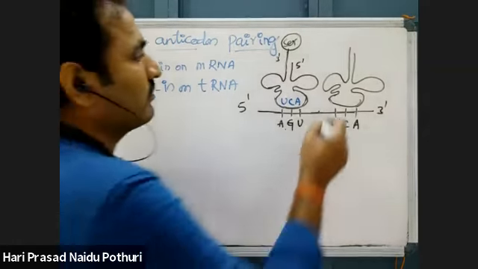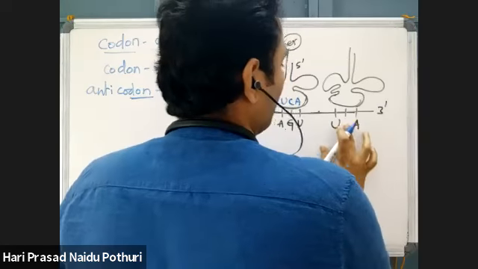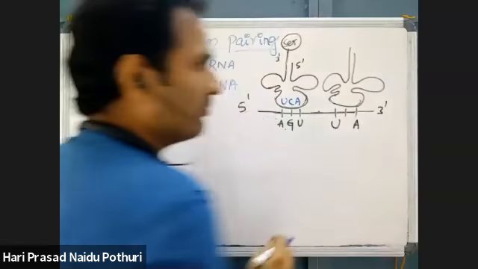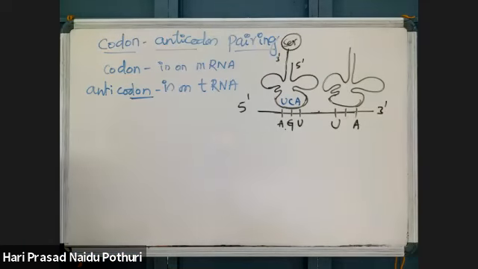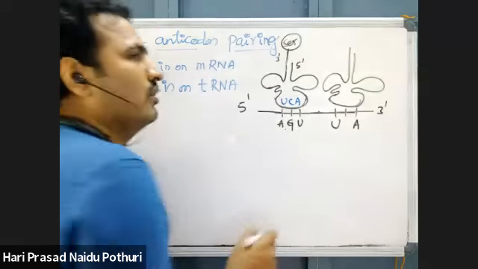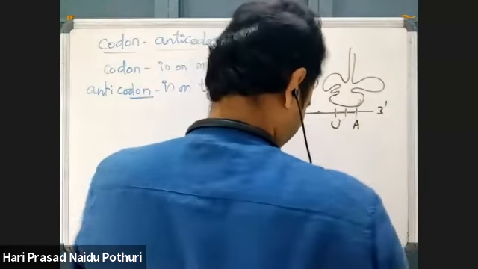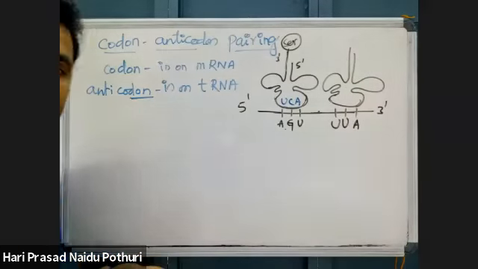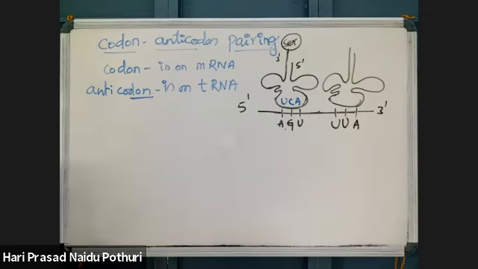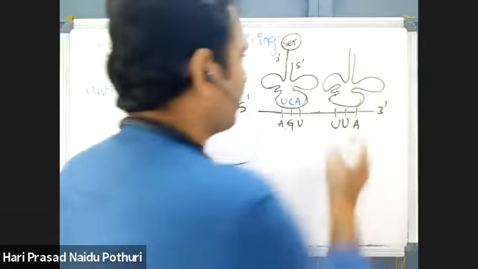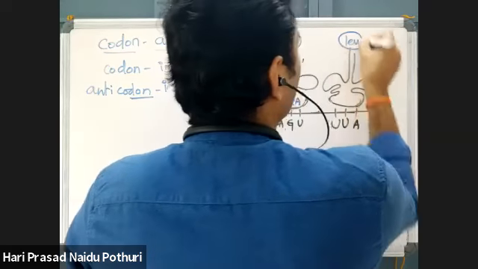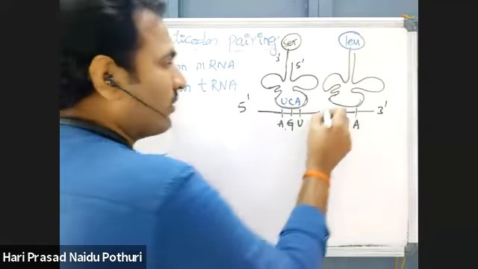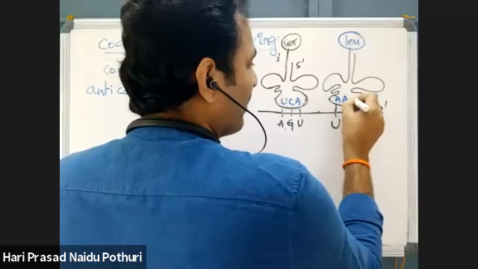AGU is also serine. And then I will write one more. UCA, serine will come. UGA, stop codon will come. Suppose here it is UUA. What is decoded by UUA? Leucine. Yes. Here leucine will come. Then what will be the sequence of anticodon on tRNA? AAU.